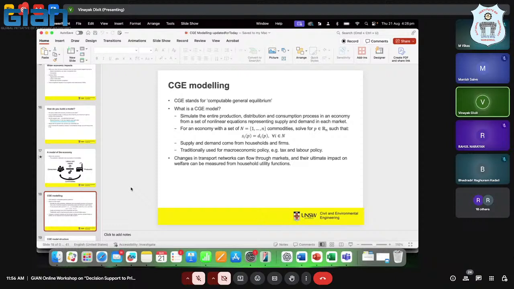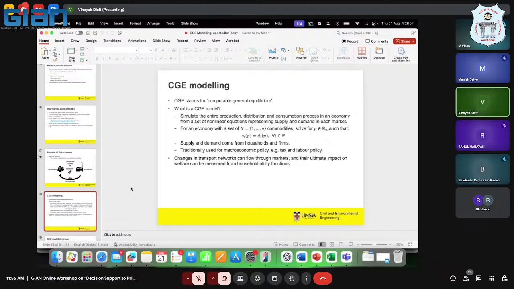So what is CGE? CGE stands for computable general equilibrium. Computable because you should be able to compute it. General equilibrium because you are finding an equilibrium across industry, households, and different parts of the society. And transport plays a role in this.